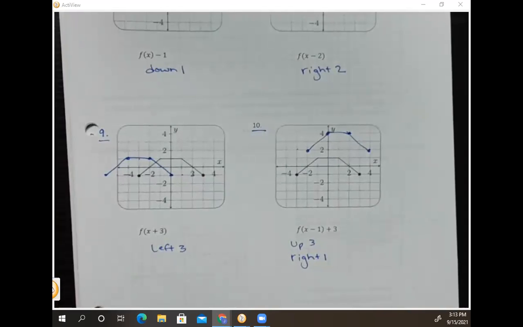For homework tonight, you have a Khan Academy over just up, down, left, right.